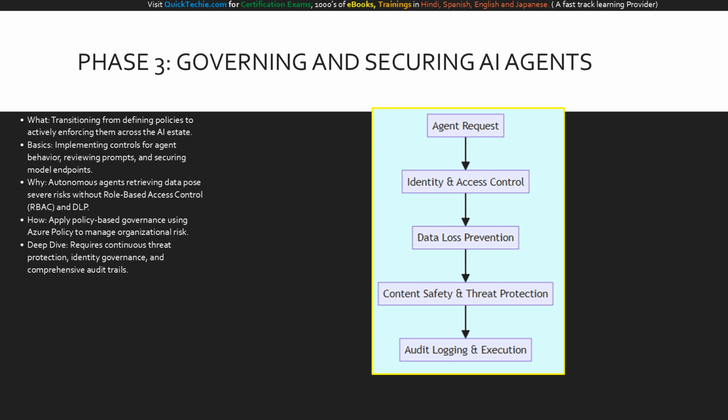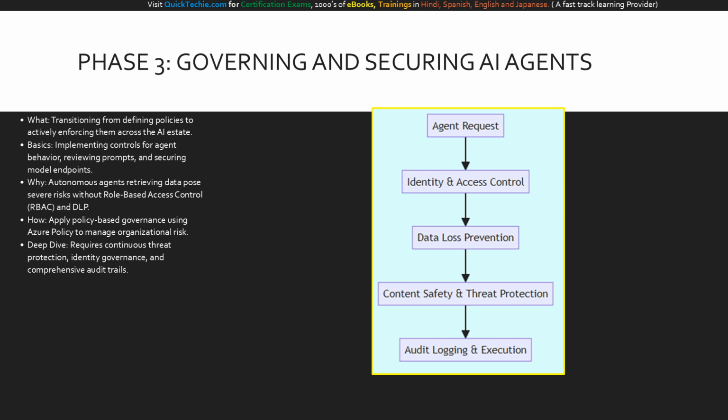If authorized, the flow proceeds to the data loss prevention, or DLP node. This is a crucial guardrail where the system scans for sensitive information and ensures compliance with data residency and classification policies. Once the data passes DLP checks, it moves to content safety and threat protection, which filters out prompt injections, malicious inputs, and toxic content. Finally, the approved and sanitized action reaches the audit logging and execution phase.